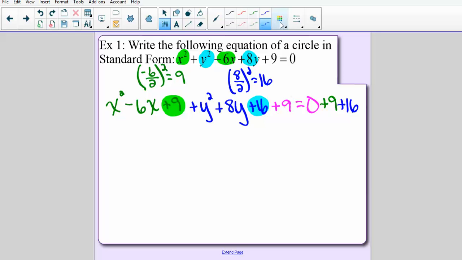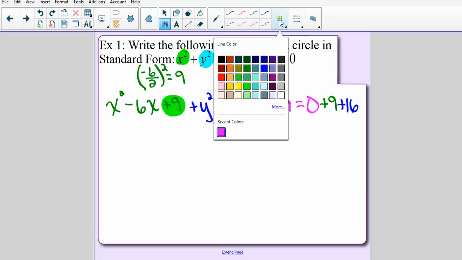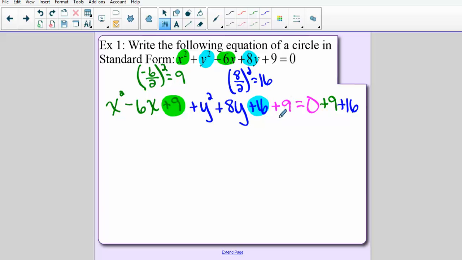The next step that I want you guys to do is take this constant number, and we are going to move it to the other side. So how would I move this plus 9? Subtract it. Subtract it from both sides. Alright, so now our next step is to basically factor this.